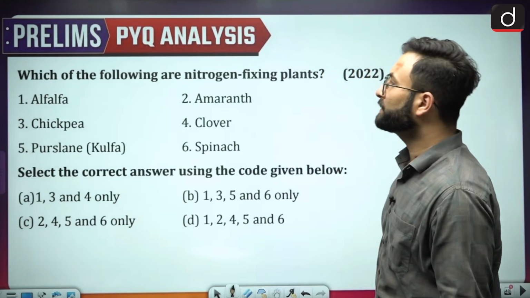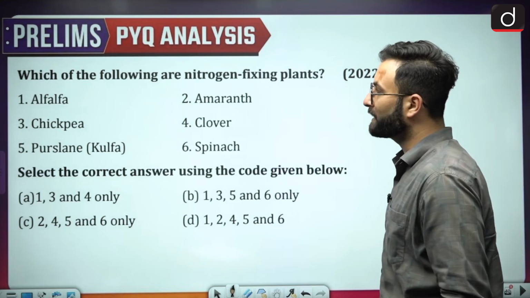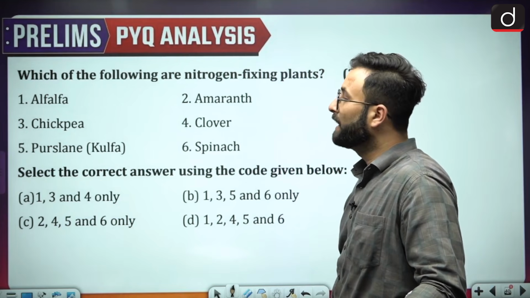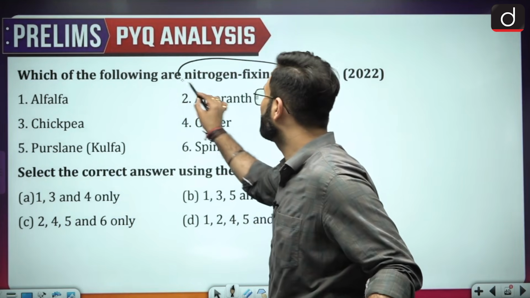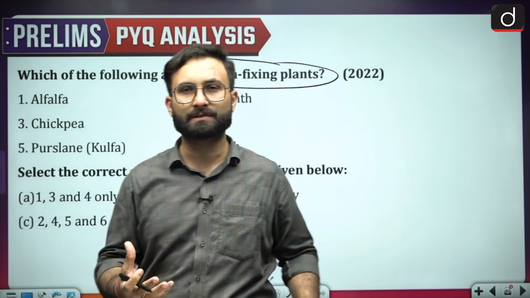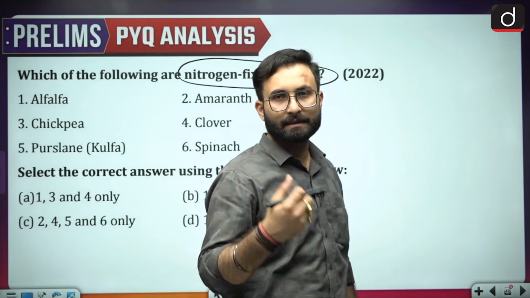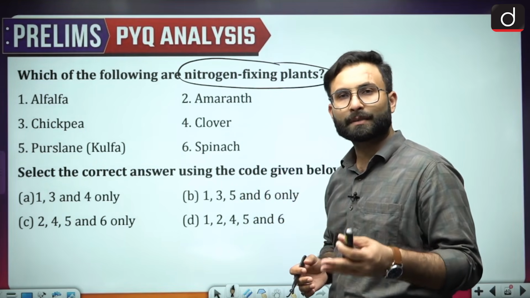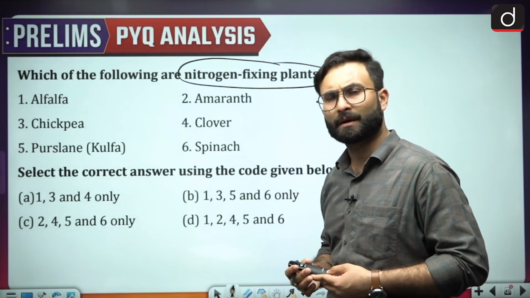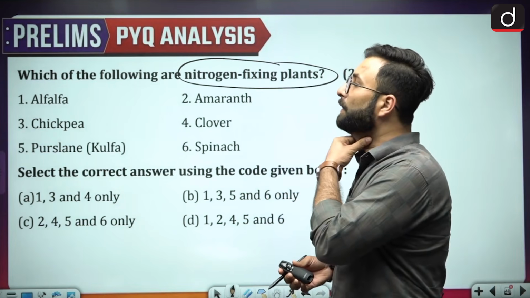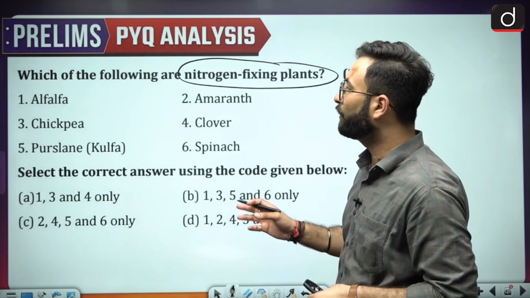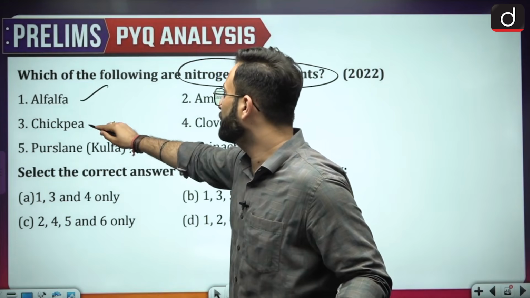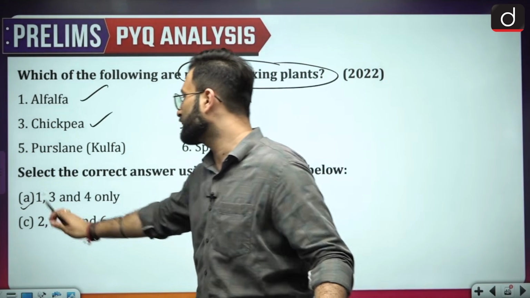Moving further, which of the following are nitrogen fixing plants? Alfalfa, amaranth, chickpea, clover, purslane, and spinach. Nitrogen is found in the gaseous form, and plants do not consume it directly in that form, so there will be nitrification, etc., and then they use it. There are some bacteria responsible for that. Rhizobium bacteria are there, mostly in the legume plants. Here alfalfa is one of them, chickpea is one of them, and clover is one of them. Option A is your right answer.